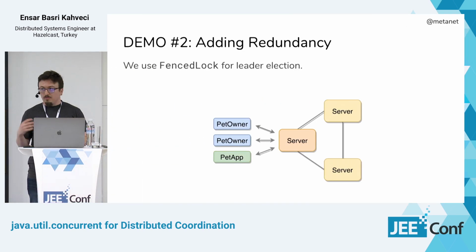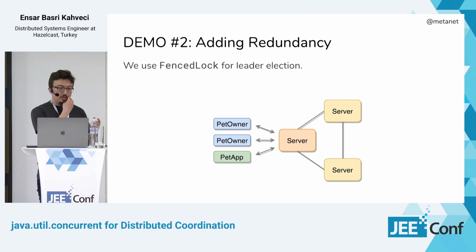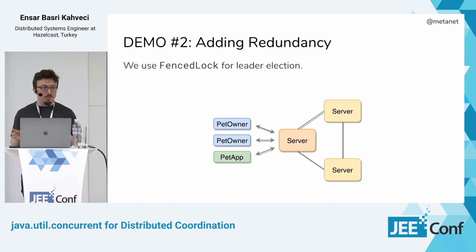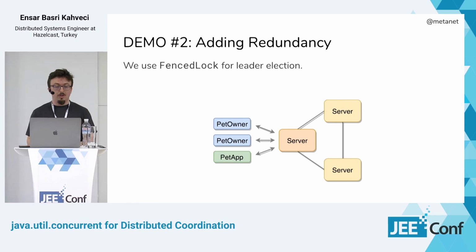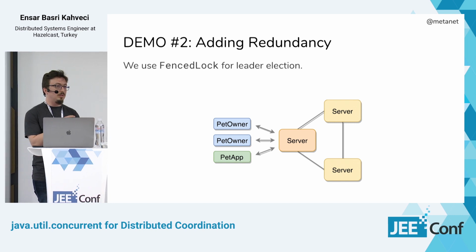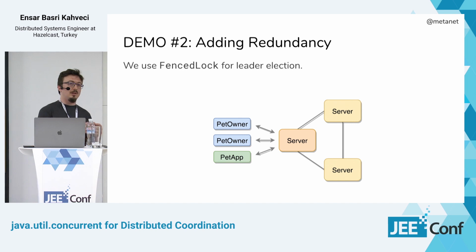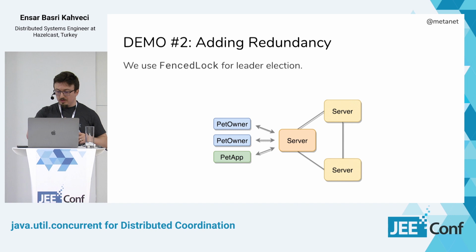And if it was a stateless process, maybe it can be easy to just restart the process, but it can be a heavyweight process, or the restart procedure can be a bit difficult, or it can be a stateful process, so it may not be so easy to restart it, etc. So in this second part, we will eliminate this drawback by running multiple instances of our pet owner, and we will use a fence lock to make a leader election among them. So let's see that in demo.